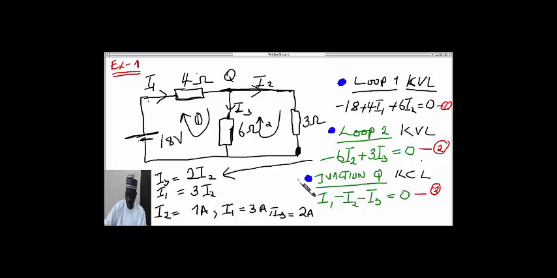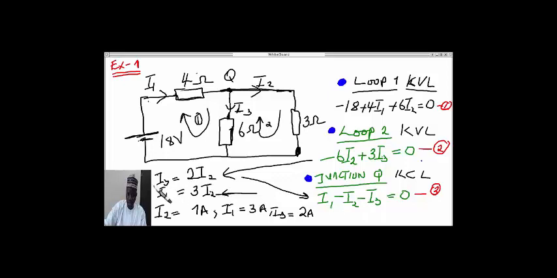Now if I substitute this into my equation 3, I am going to remove I3 and put 2I2. So minus 1I2 minus 2I2, because I3 is 2I2, as you can see here. Therefore, this will give me minus 3I2. So minus 3I2 coming to the right hand side is going to be plus 3I2. So I'm going to get this equation from using this equation and equation 3.